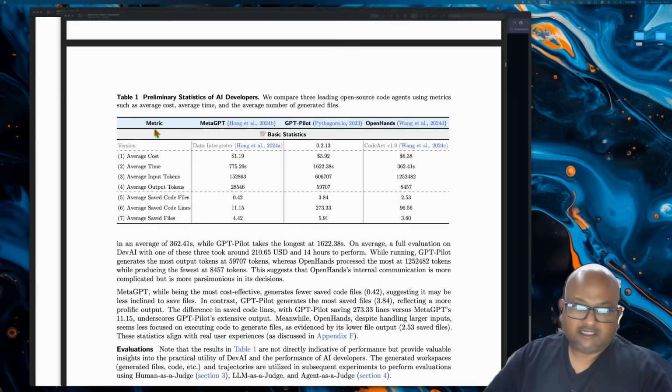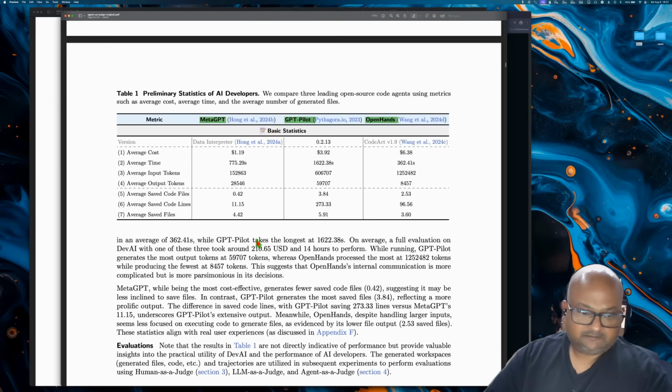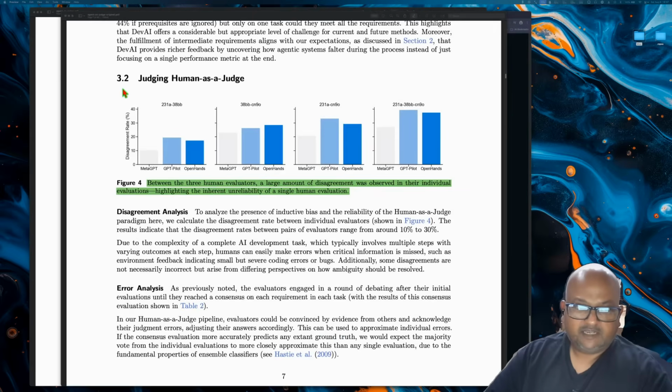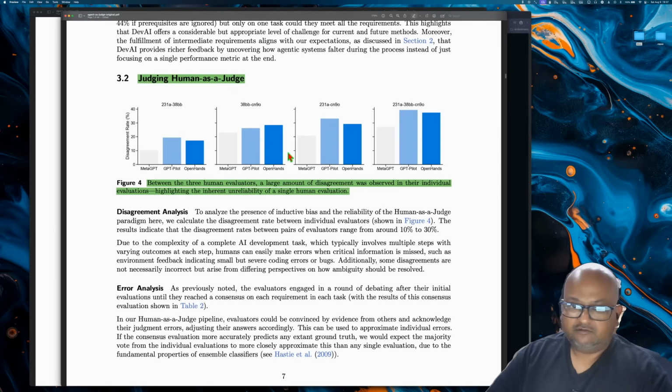As for the actual agents that are asked to solve these problems, they have used 3 existing AI and coding agents. And just to set a baseline, they've used humans as judges to get judgments on the output of these 3 agents. Like I was mentioning earlier, the disagreement rate goes up as high as 30 to 40%, which is pretty typical of human evals.